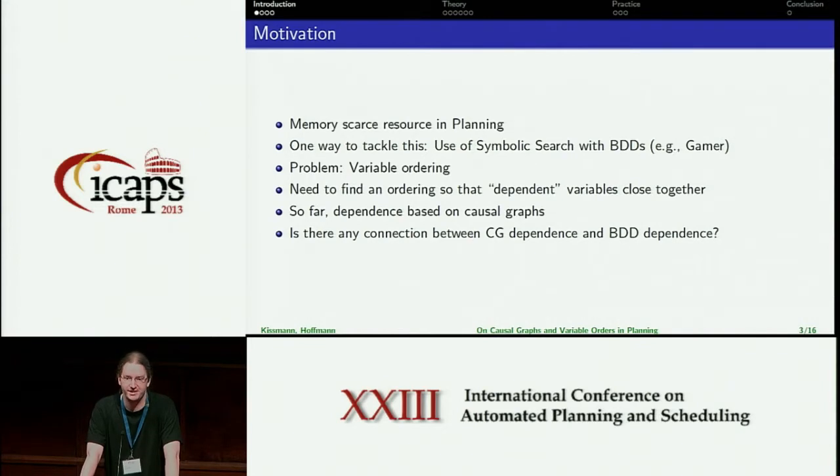Well, in order to use BDDs efficiently, we need to find a good variable ordering, which is computationally hard. What we need to do is to find an ordering that brings the dependent variables as close together as possible. That will typically decrease the BDD sizes quite a lot. And so far in planning, the dependence of variables is typically determined by means of the causal graph. And the question we started out with is: is there actually any correlation between the meaning of the dependence as captured by the causal graphs and the meaning of dependence as we need it for the BDDs?